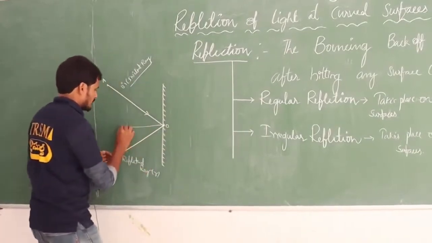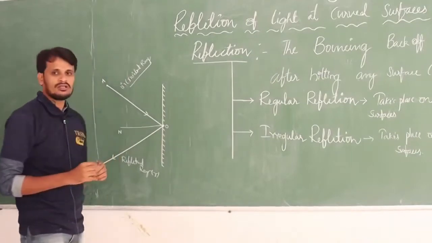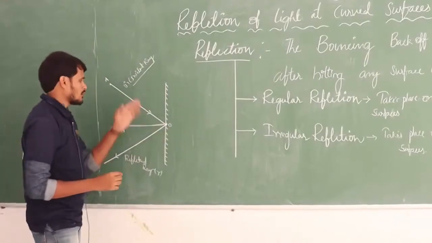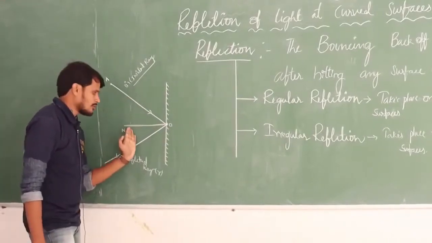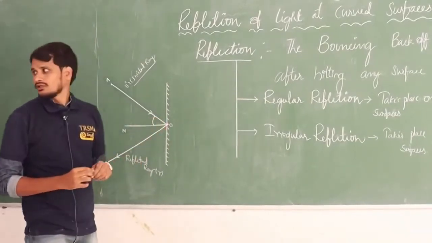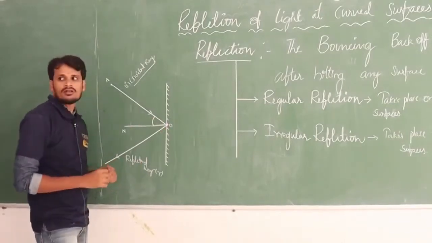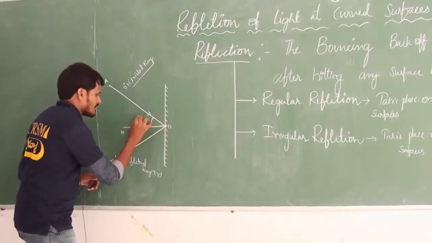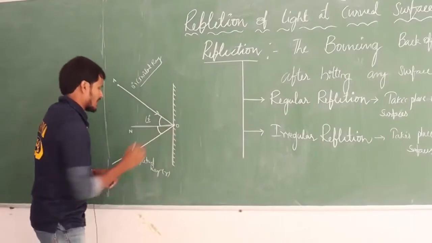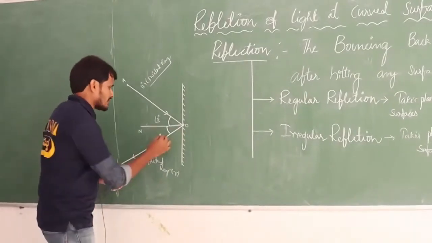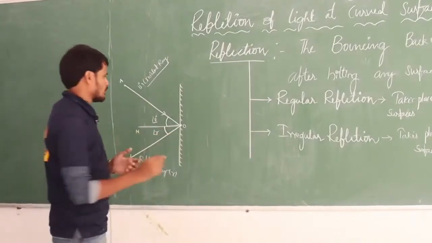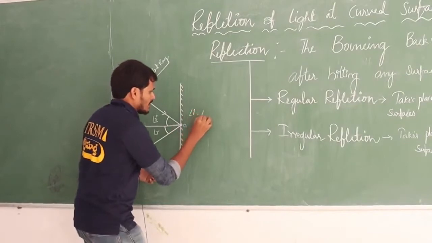We know what a normal is: it is a line perpendicular to the surface. Now draw the angles between the incident ray and the normal, and between the normal and the reflected ray. The angle between the incident ray and the normal is called the angle of incidence. Similarly, the angle between the normal and the reflected ray is called the angle of reflection. We know that these two angles are always equal: angle i equals angle r.